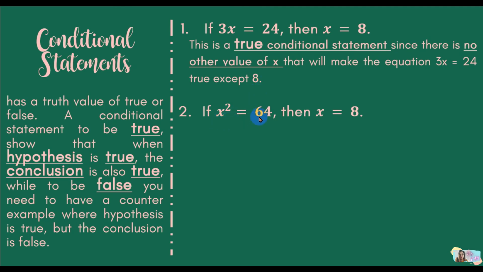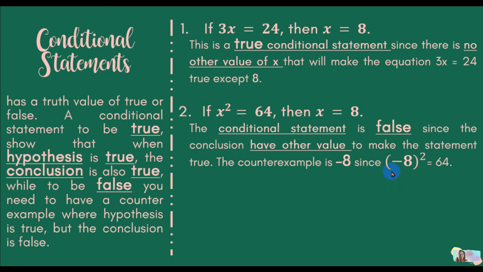Number 2. If x squared is equals to 64, then x is equals to 8. This is our hypothesis and this is our conclusion. So, dito tayo mag-iisip ngayon ng pampalit sa x. Kaya lang, meron nga ba? X squared is equals to 64. Is there any other integer na kapag isinubstitute kay x, 64 pa rin ang sagot? So, meron. Ano po? And that is negative 8.